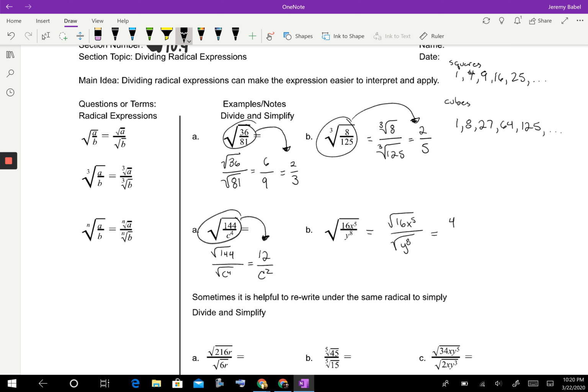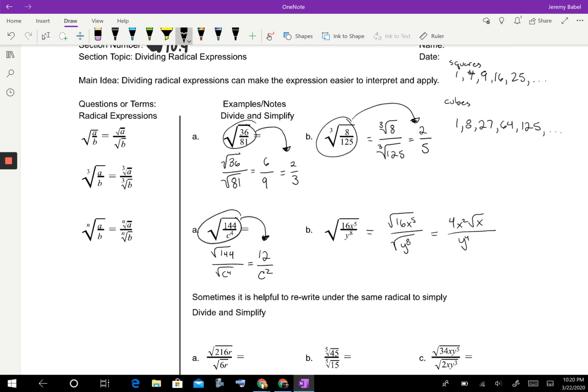For square roots, we're looking for pairs. So in 5 x's, there are 2 pairs, so we can take out an x squared. When we take out an x squared, that was the same as x to the 4th on the inside, leaving one x on the inside. And then for y to the 8th, we're looking for pairs. There would be 4 pairs, so that would be y to the 4th.